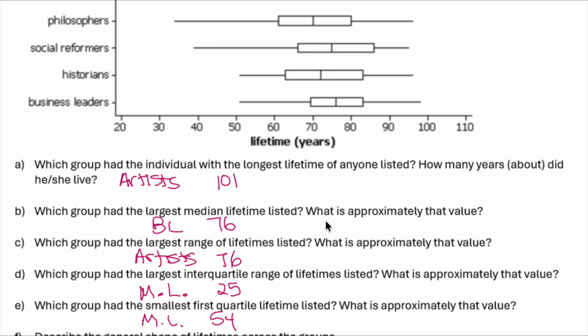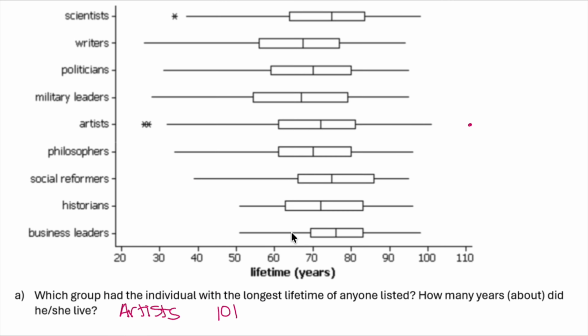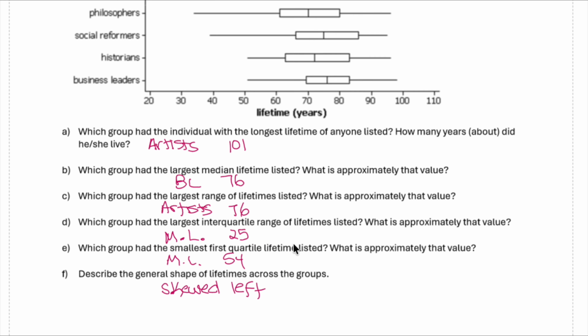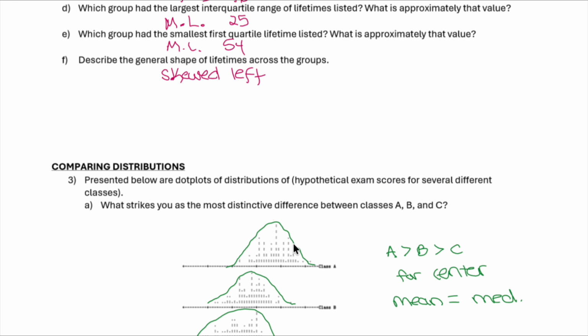So in this case, it's going to be skewed left for the whole group. Okay, so this is our second question. Let's take a look at the third one.